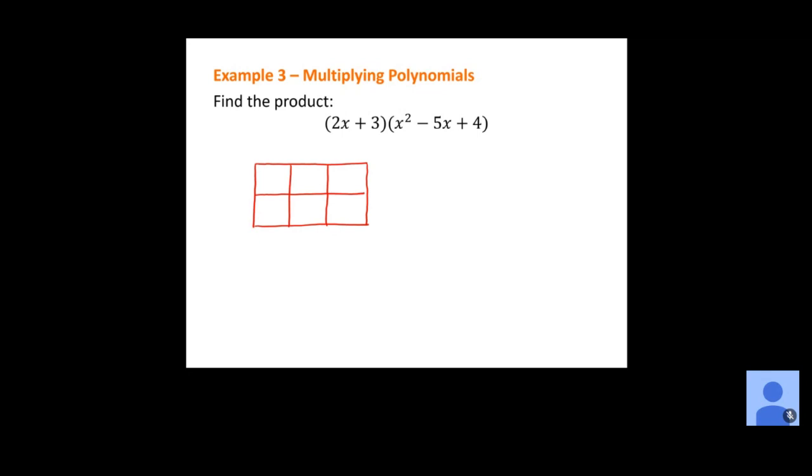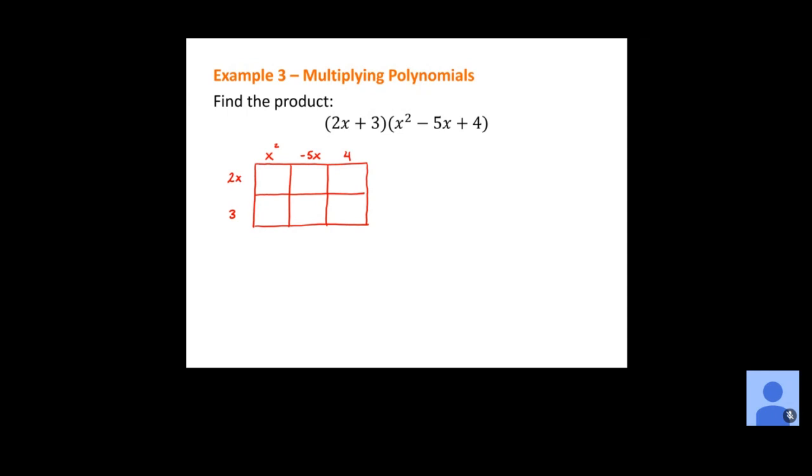So then along the left-hand side here, I'm going to put my 2 terms for my binomial, so that's going to be the 2x and the positive 3. And then across the top of my box, I'm going to put my 3 terms for my trinomial. We have an x squared, we have a negative 5x, and we have a positive 4. Again, this is just an organizational chart to make sure that we multiply all the things that we're supposed to multiply.